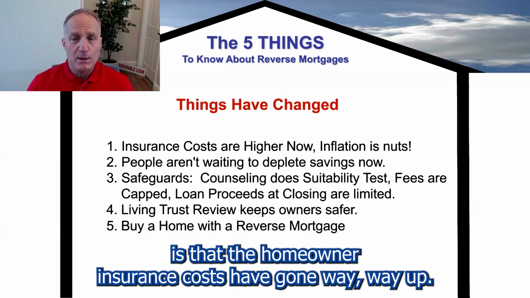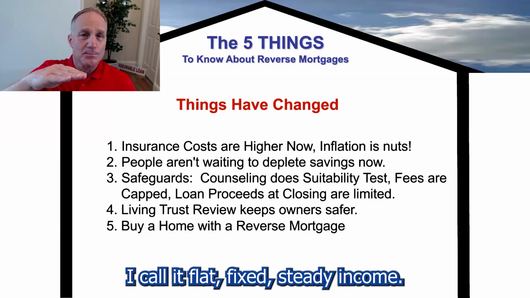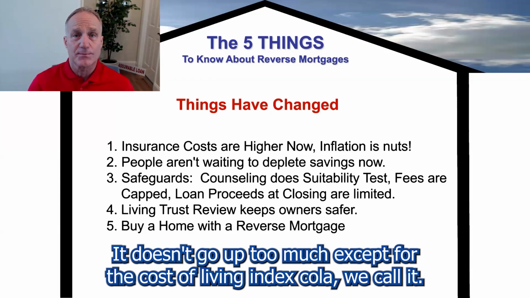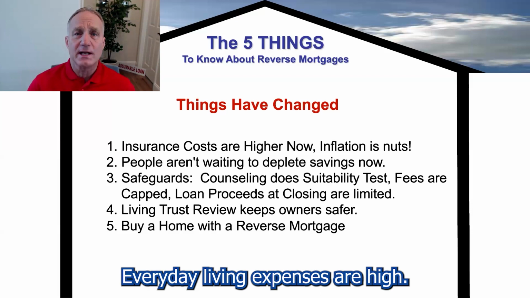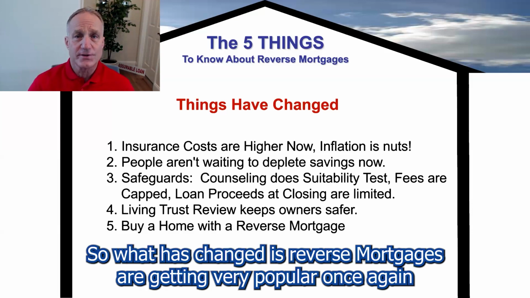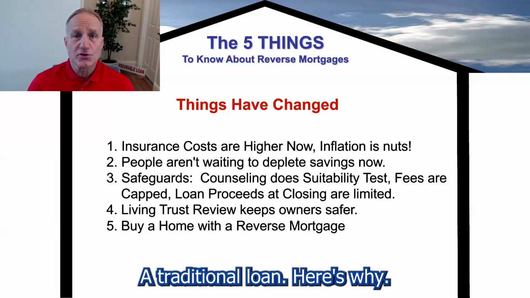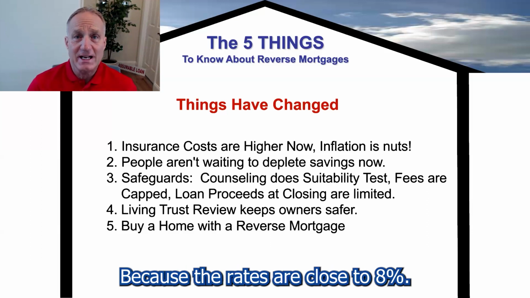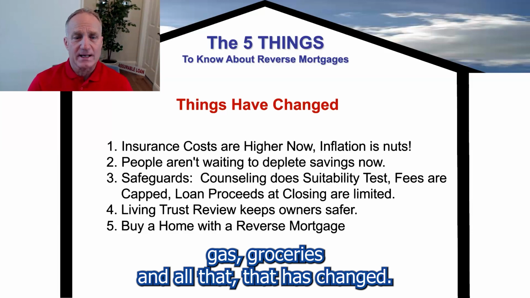Here's what has changed recently in this world and with reverse mortgages is that the homeowner insurance costs have gone way, way up. That's why we're getting a little bit more calls now, because a lot of seniors are on, I call it, flat, fixed, steady Eddie income. It doesn't go up too much except for the cost of living index, COLA we call it. Inflation's high, gas is high, groceries are high, everyday living expenses are high. So what has changed is reverse mortgages are getting very popular once again because people aren't going to borrow a normal loan, a regular loan, a traditional loan. Here's why: because the rates are close to 8%. So with inflation going up, gas, groceries, and all that, that has changed.